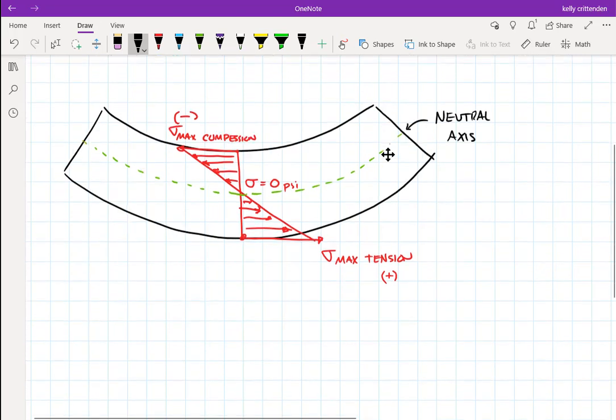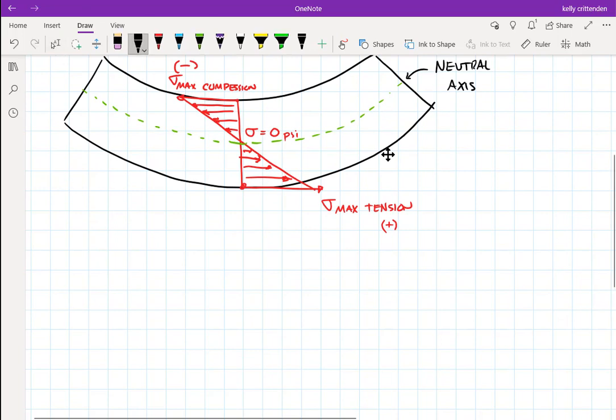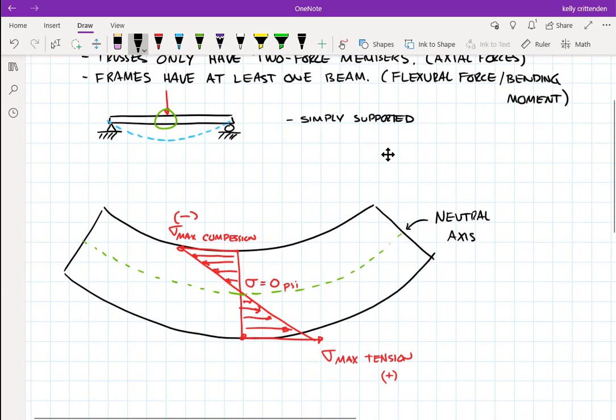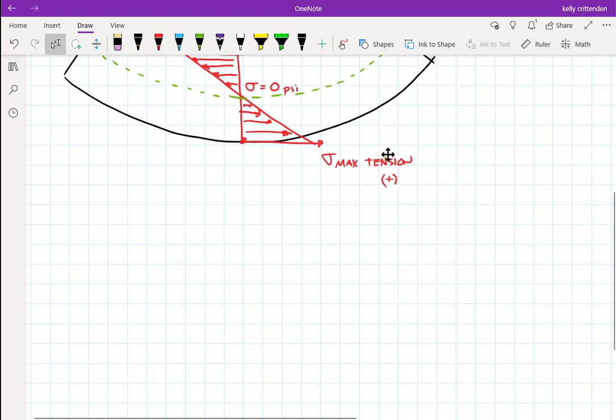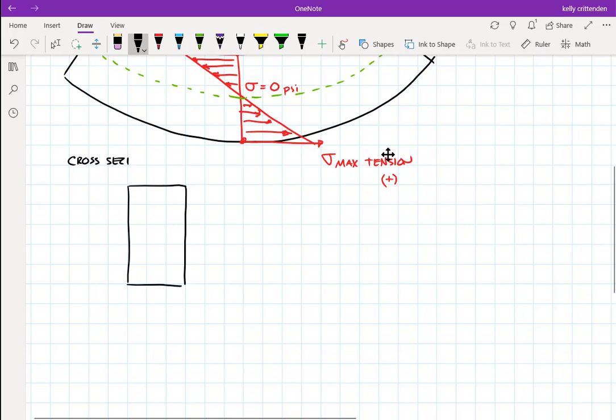And the thing about it is, let's just say that this beam was a rectangle. This is the side view. Remember, these are side views here, just to be super clear about that. And a cross section, if this beam is just a rectangle, would be a rectangle. The cross-sectional area would be something like this. So this is a cross-section. We'll call it cross-section AA.